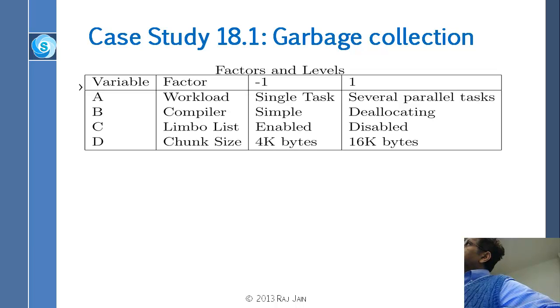Some people were designing some garbage collection algorithm, and so they had 4 factors: the workload, compiler, limbo list, and chunk size. Okay, probably limbo list is their invention. It doesn't matter what limbo list is, but limbo list is the thing that they want to try out, right? But that algorithm also has a parameter: chunk size. They could use 4 kilobytes as the allocation and deallocation chunk for memory, or 16 kilobytes. Those are really the 2 things, and these 2 things can affect the performance, so they put those there. 4 parameters, each of them at 2 levels.